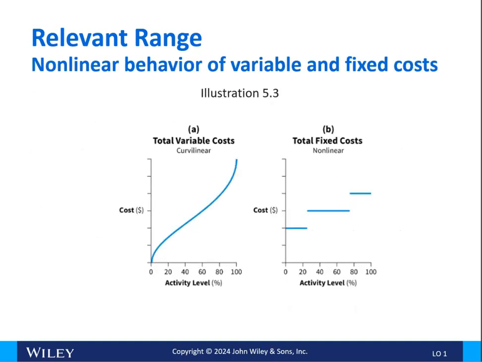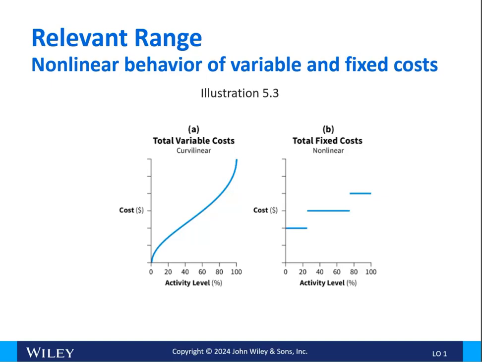And here's an illustration. On the left is total variable costs. So you can see that it increases a little bit more quickly at the low levels of activity, then it's kind of linear going up to the right, and then as you get up to a higher level of activity, it increases at a steeper rate as well.